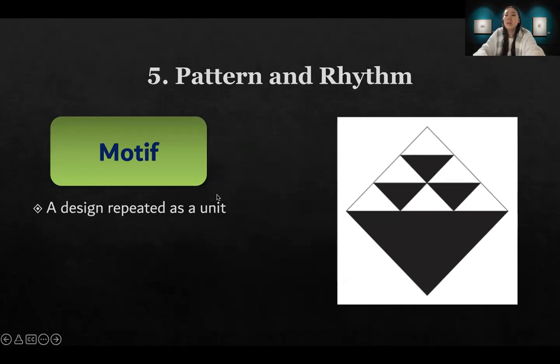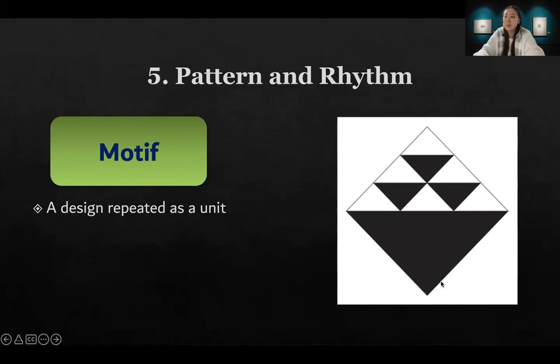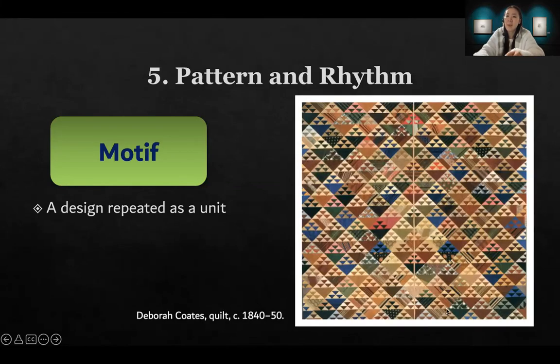So a design repeated as a unit in a pattern is called a motif. Motifs can represent ideas, images, and themes that can be brought together through the use of pattern. And an artist can create a strong unified design by repeating a motif. So for example, here is a unit design, which is a motif. And when it repeats, it makes a pattern.